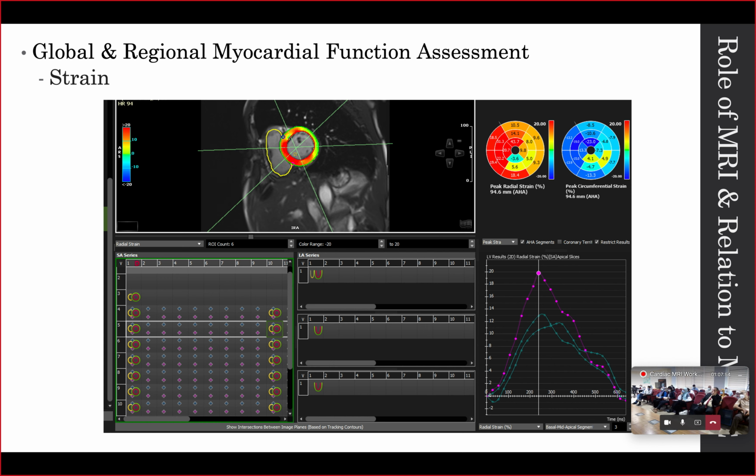with the MACE or with the morbidity and mortality of those patients.